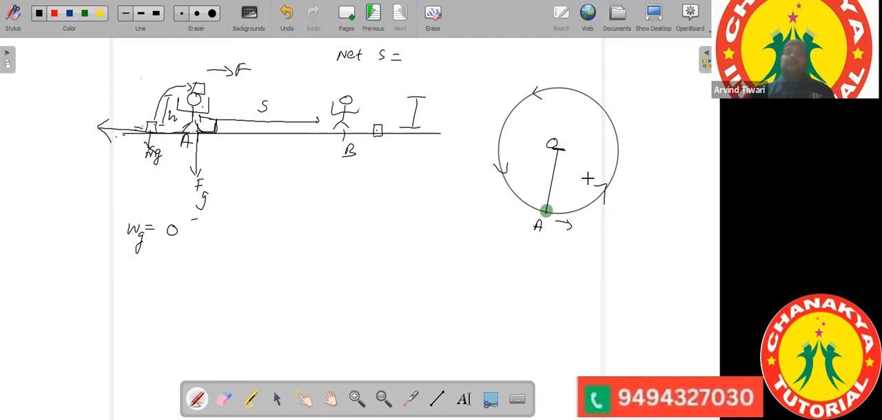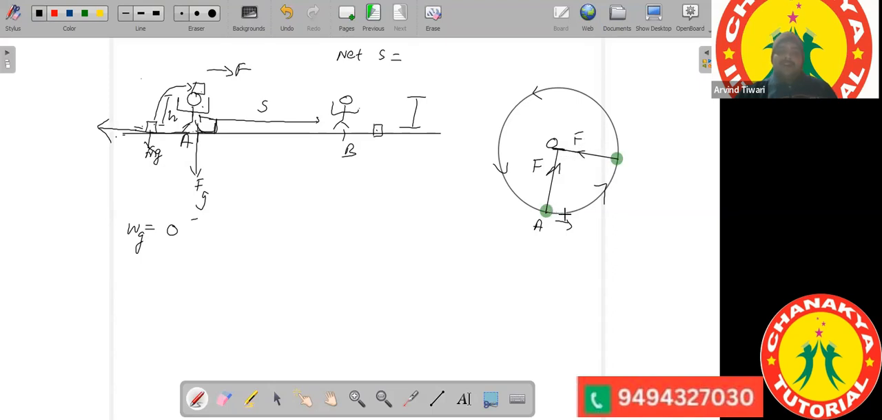And to keep any object moving in a circle, I must apply a force towards the center. Every time, I must apply a force towards the center. And this force towards the center is called the centripetal force.